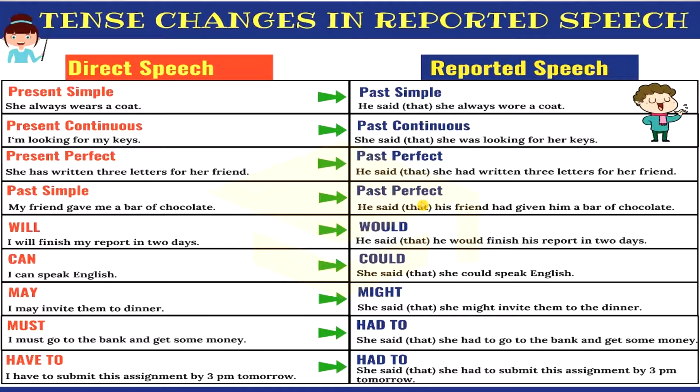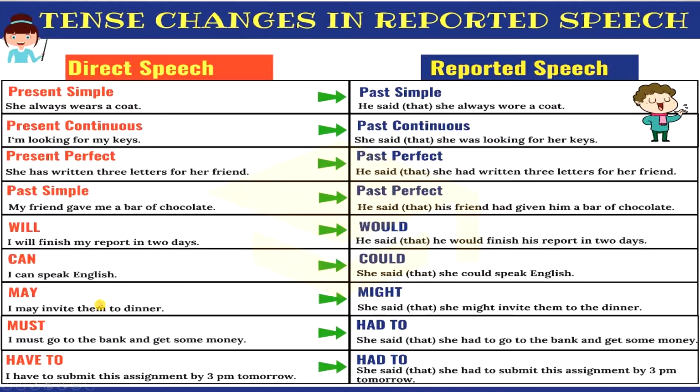Maybe when we come back to the school, to our classroom, we'll tell you more about the past perfect. So if you have will, it becomes would. If you have can, it becomes could. If you have may, it becomes might. If you have must, it becomes had to. And the same thing for have to, it becomes had to. So just notice the changes of the verb that we have here.